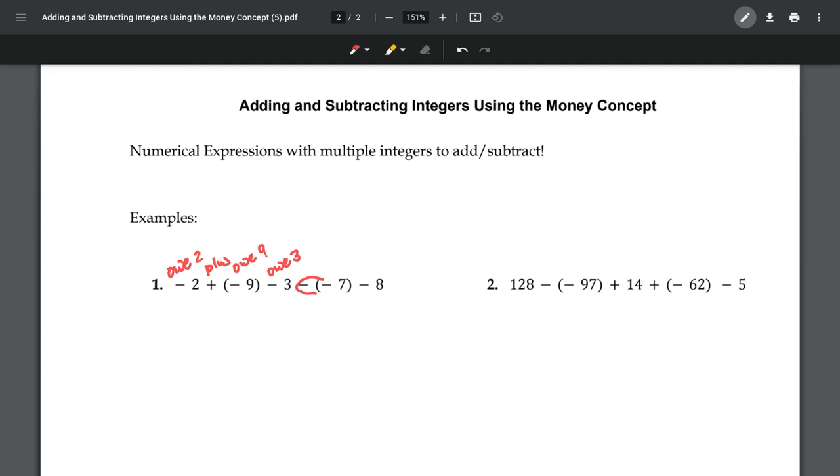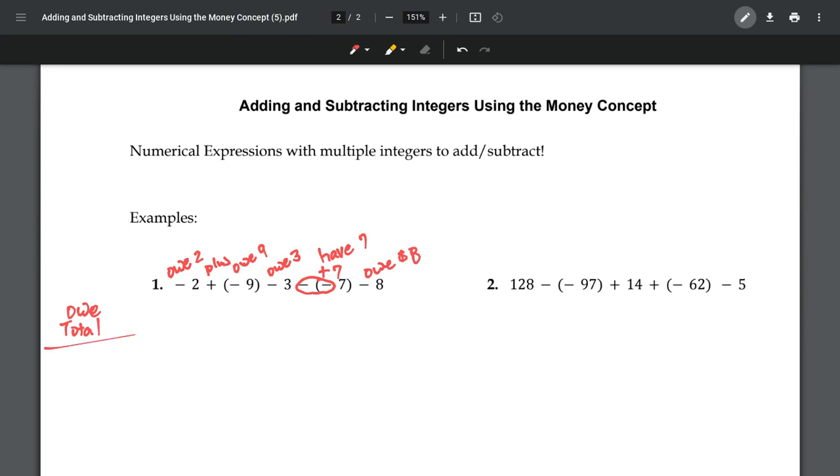Okay, then that's minus a negative. So if you see minus a negative, automatically change it to plus. So if that's plus 7, that means you actually have $7. My goodness, you got some money. And then minus in front of the 8 means you owe me $8. Well, my goodness. Let's see how much money you owe me in all.